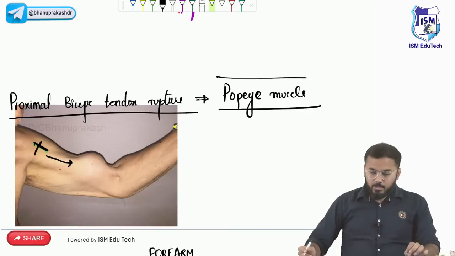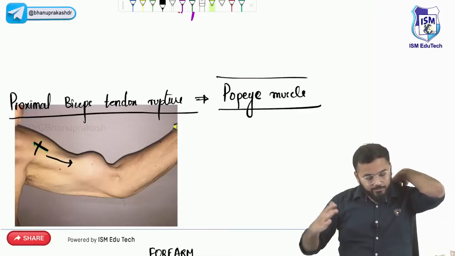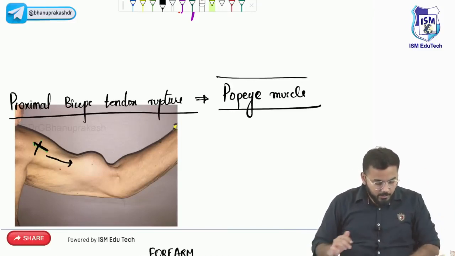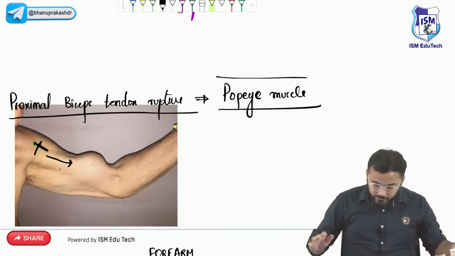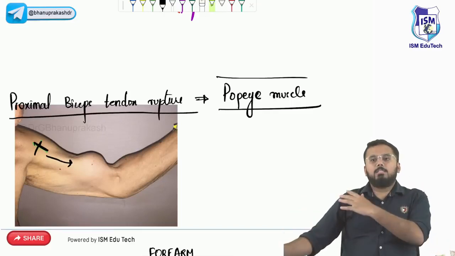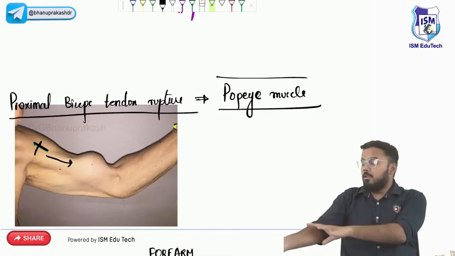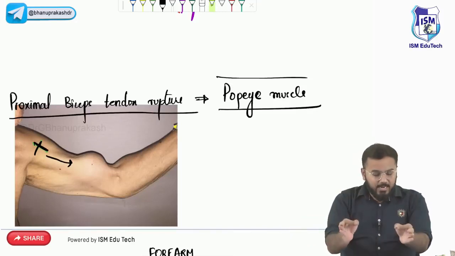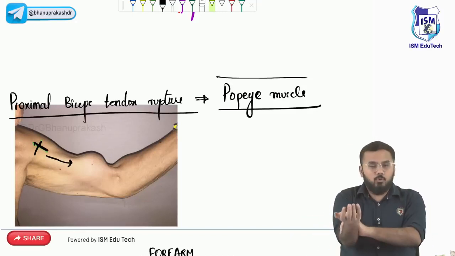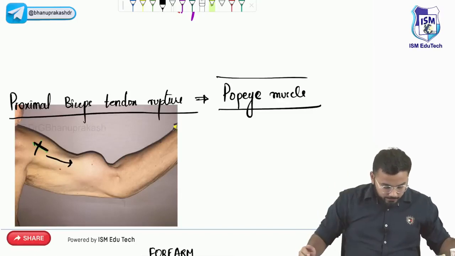So 20 more minutes, guys, 20-25 more minutes and we shall finish up the session. Okay, so you understood it, right? Very good. We are done with the muscles of the back, the muscles of the scapular region, and the muscles of the arm. Now the most difficult muscles are the muscles of your forearm. Are you ready with me?